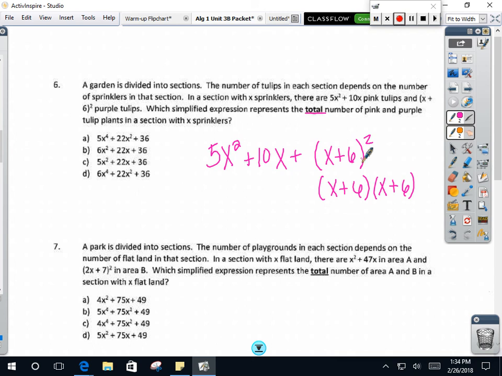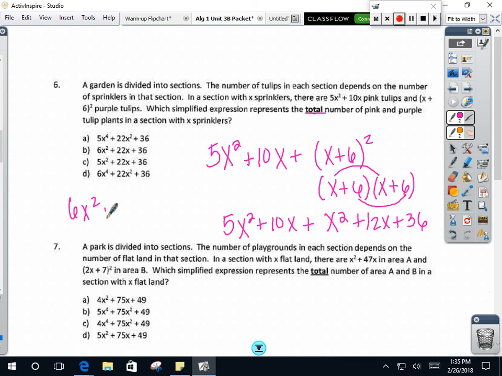Distribute out that. When I distribute out that, it'll become x squared. Okay, I'm going to skip a step. So look. Plus 6x plus another 6x, which is 12x, and then plus 36. Now I will add it to the first expression that represented pink tulips. And so for these, I'm just combining like terms. So 5x squared can be added to what? And that makes a 6x squared. And then 10x can be added to, and that makes a 22x. And then 36 is the only constant, so that's choice B.